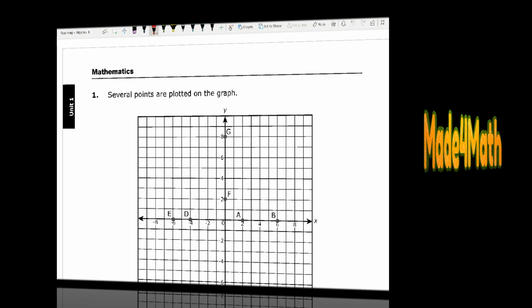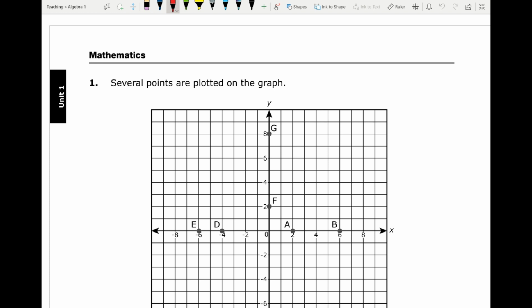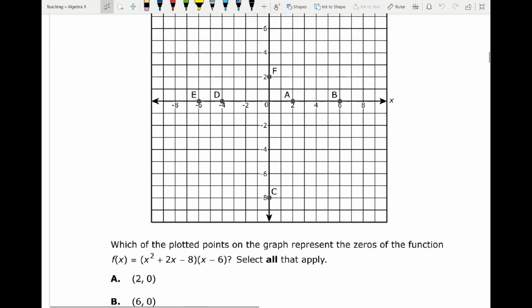All right, so today I'm going to be going over number 1 of the NJSLA Unit 1 assessment. So let's take a look at this real quick. It's saying there's several points on the graph, and the question says, which of the following plotted points on the graph represent the zeros of the function, and select all that apply.